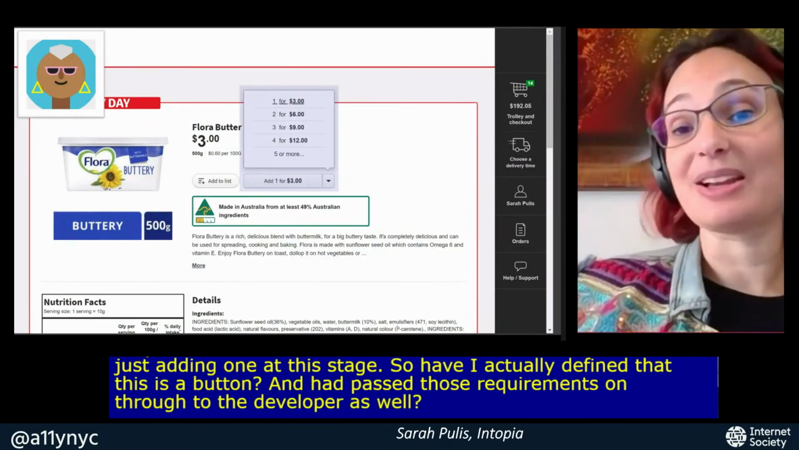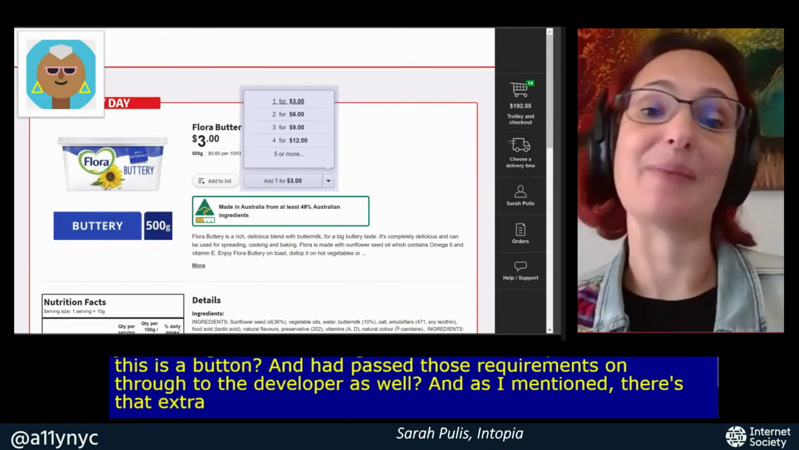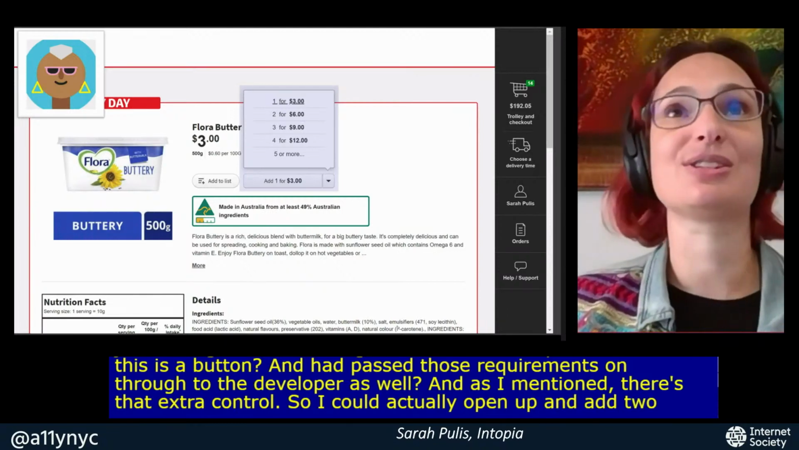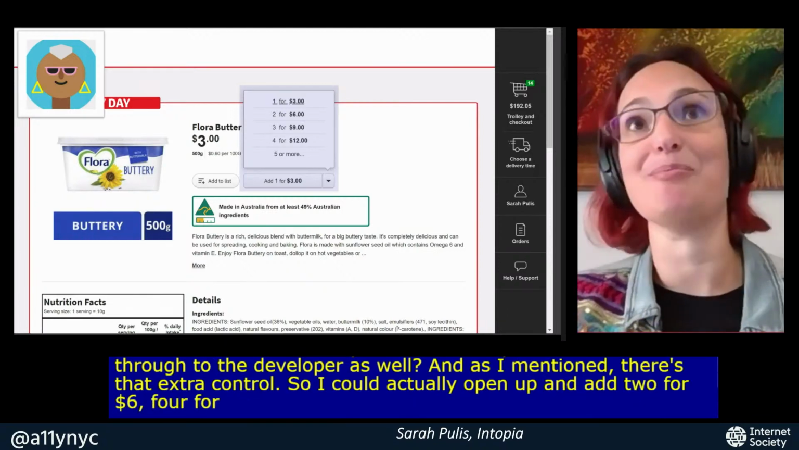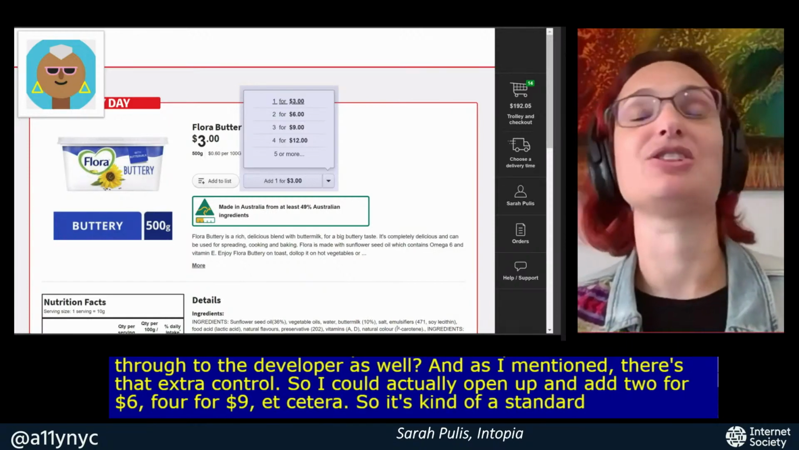And, as I mentioned, there's that extra control. So I could actually open up and add 2 for $6, 3 for $9, 4 for $12. So it's kind of a standard menu option if I wanted to add more than one to my cart.